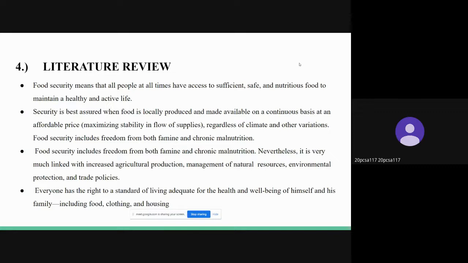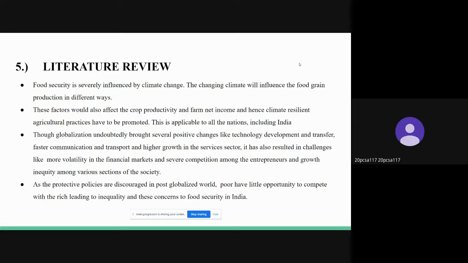So the connection between the fields of engineering, social science, agriculture, education, and life science. So we have to respect the collective impact of addressing the food accessibility problem. The next, food security is severely influenced by climate change.